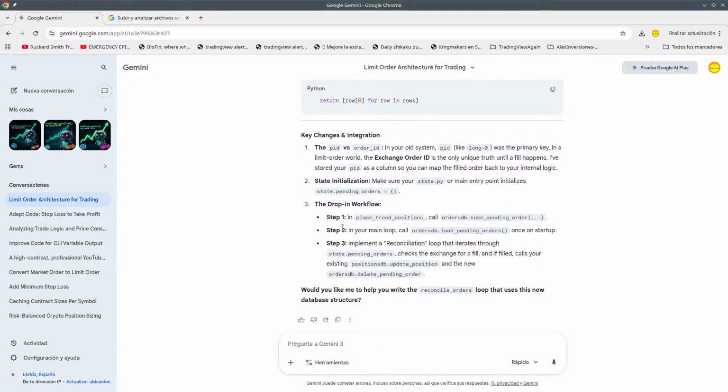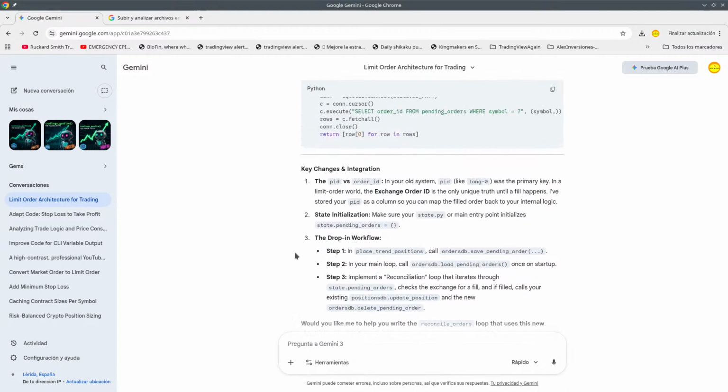So the PID versus order ID in your order system. PID like long zero was the primary key. In a limit order world, the exchange order ID is the only unique truth until a fill happens. I've stored your PID as a column so you can map the filled order back to your internal logic. Make sure that your state.py main entry initializes state pending orders like this. So in place trend positions, call this thing orders db save pending order. Your main loop code once startup implement the reconciliation loops that iterates and the new.